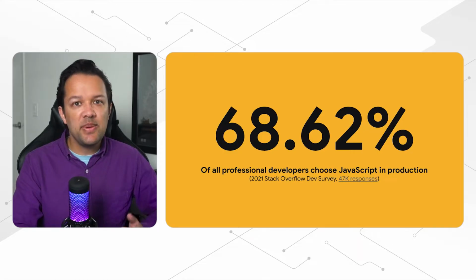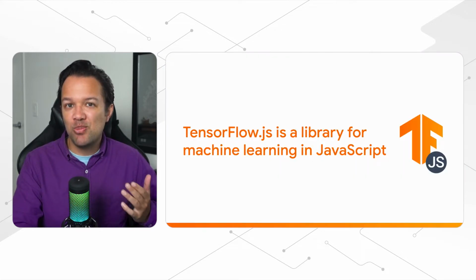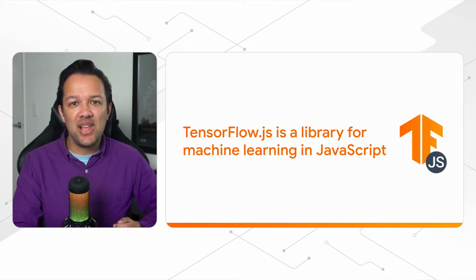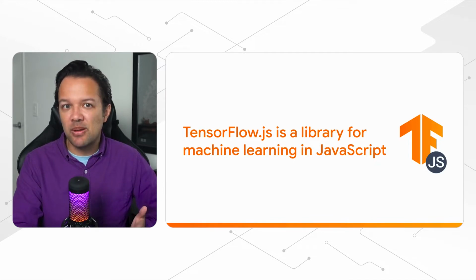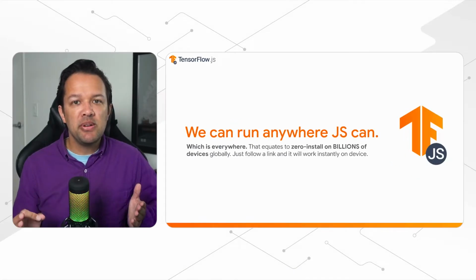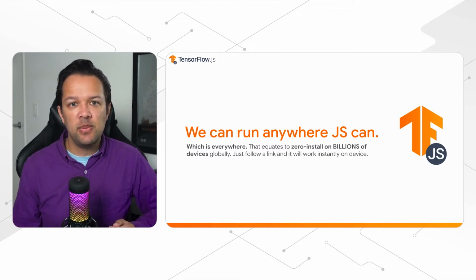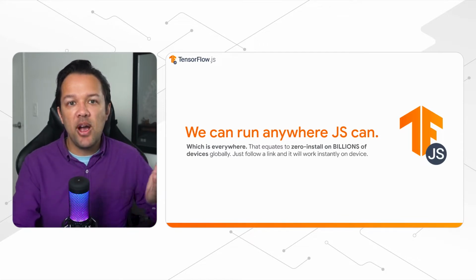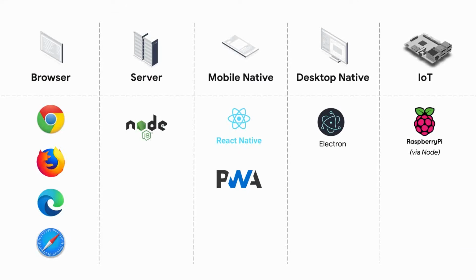So let's get started. Currently, over 68% of professional developers use JavaScript in production. And as you probably guessed, TensorFlow.js is a library for machine learning in JavaScript. And that means developers can run machine learning anywhere JavaScript can run, which is basically everywhere. This equates to zero install on billions of devices globally. You can just follow a link and it works on almost any device. In fact, here's all the environments we support.